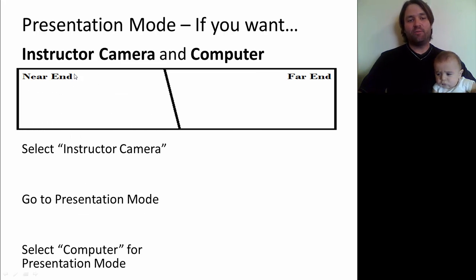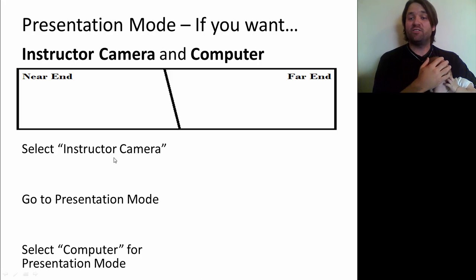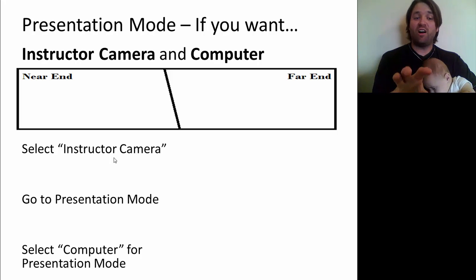Now, here's another example. If you want the instructor camera and the computer, what you want to do is select instructor camera to be the main source. Then go to presentation mode and select computer for that presentation mode. Now, you could select computer as your main source and turn on the main camera as your presentation source. The problem is then on the near end, they're going to be looking at what you engaged in the presentation mode. That is, they're going to be looking at the instructor camera instead of the computer. So if you want the instructor camera and the computer, the trick is to start with the instructor camera on, then turn on the computer in presentation mode.